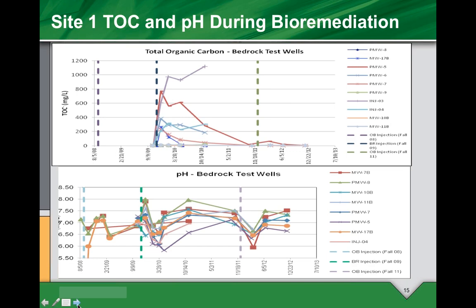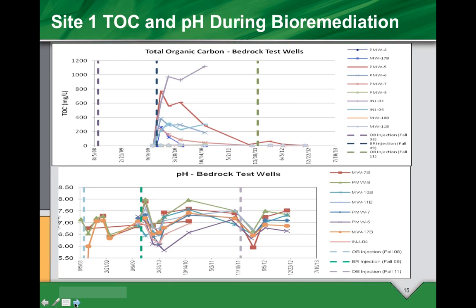The uppermost graph depicts the total organic carbon results. You can see a rapid arrival of total organic carbon, and then it dissipates, as it's utilized during biodegradation. In the lower graph are our pH results at a number of bedrock wells, and you can see after the application, which are these solid dashed lines, we have an initial decrease in pH, sometimes getting down to 6, maybe even a little bit below, but then a nice rebound to neutral conditions.